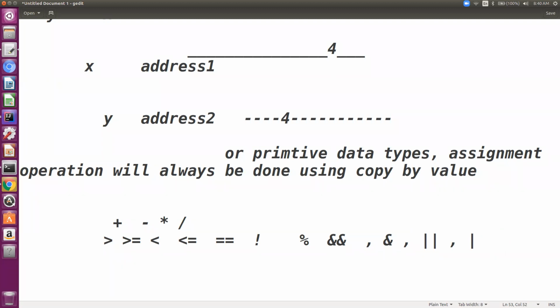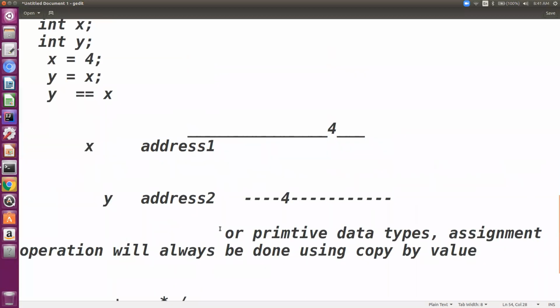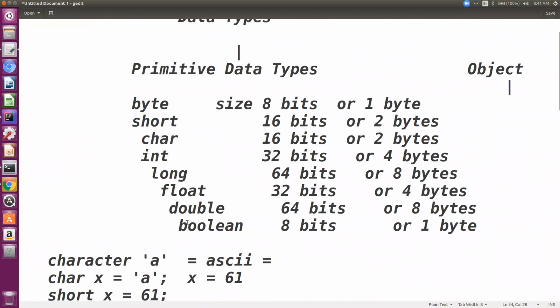Now, these are plus, minus, multiplication, division. You know what they are. Mathematical operators. Greater than and these four are comparison operators, logical operators for comparison. The output of a comparison operator is always a Boolean, right? Means it can be either true or false. You remember the Boolean data type can be only true or false.